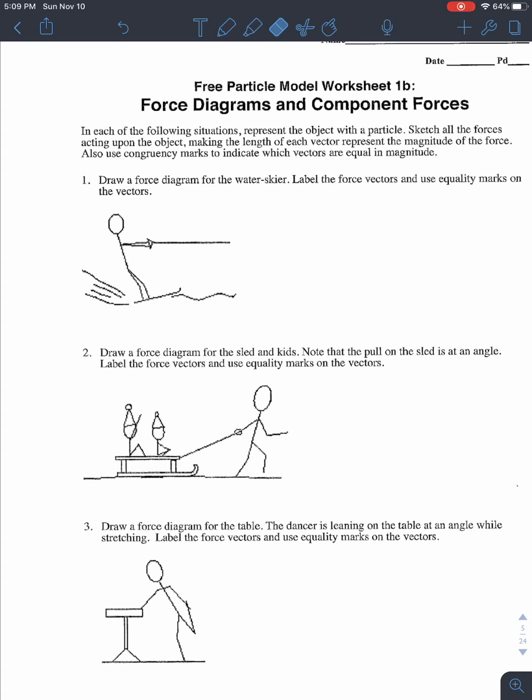Hi guys, since I'm not there today, I'm going to walk you through a few of the problems on worksheet 1B, being force diagrams with component forces, which we have done before with breaking up velocities into X and Y components when we did projectile motion last unit. So again, the first thing we do is read the problem and identify our object of focus.